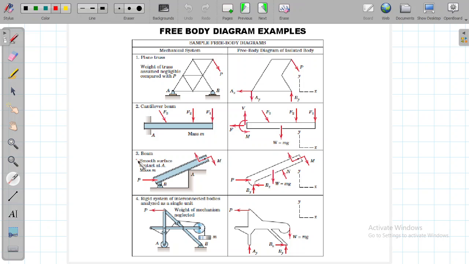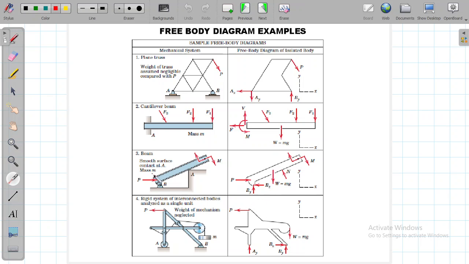Now again they say there is a beam over there, with a smooth surface contact at A. Then there is a couple moment over here, and then there is the horizontal force P over here, with smooth surface contact at A. And then there is also a pin over here. For a pin, you will have two reactions at B, the pin is there, By and Bx.